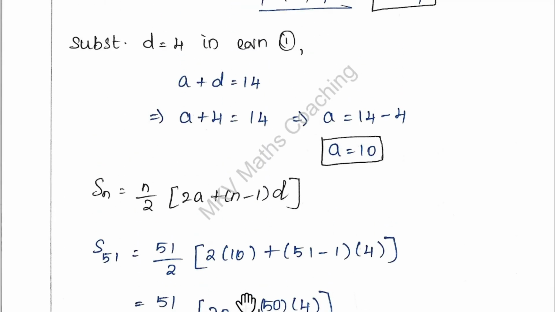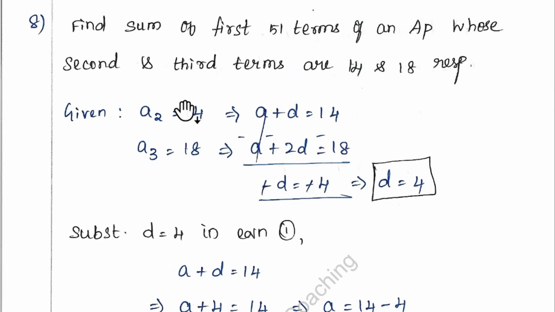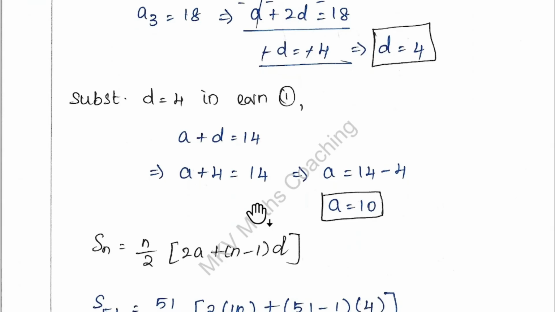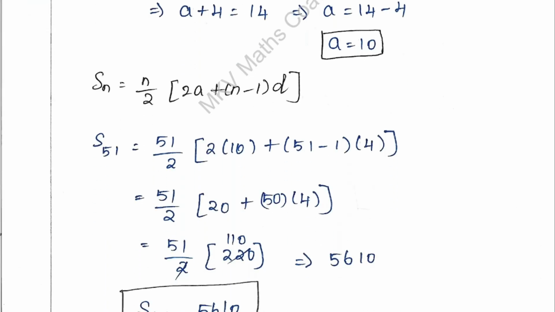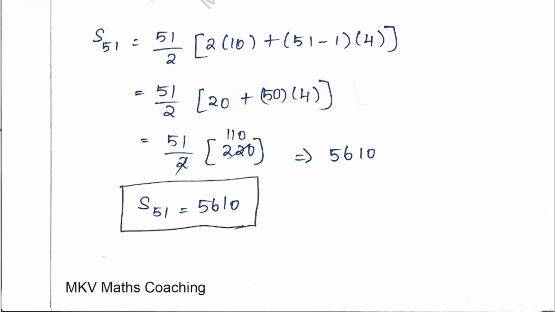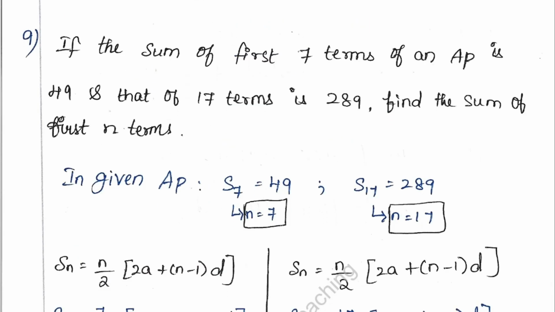Okay. So when you get this second term and third term like this, you can use the elimination method to find a and d values and then find the required value. Here we need to find S51, so we are using the Sn formula.